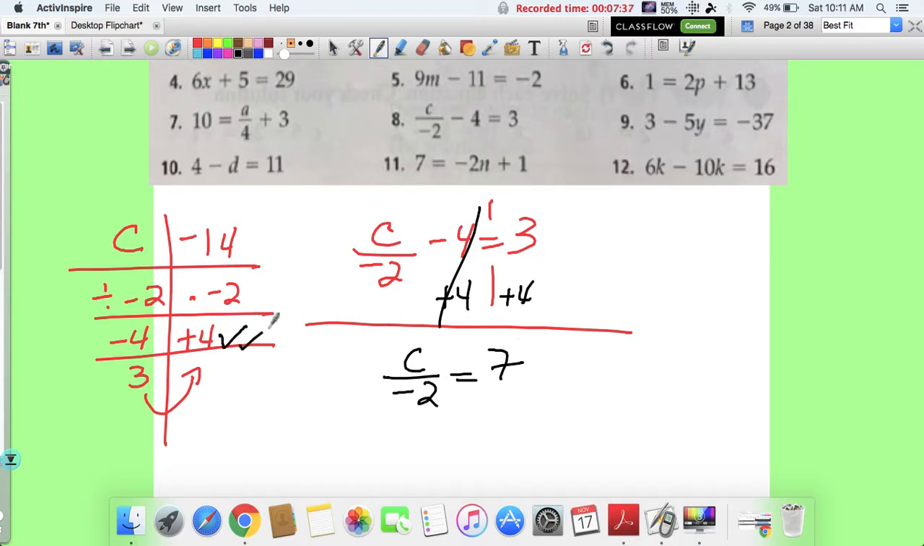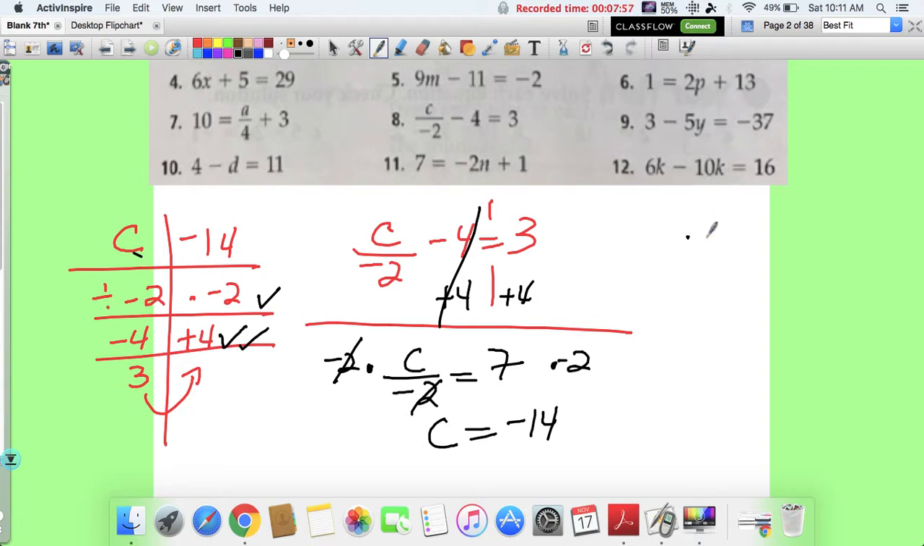And then, so I did this. I'm going to do times negative 2 on each side. So I'm going to multiply this by negative 2, multiply this by negative 2. 7 times negative 2 is negative 14. This and this will simplify to positive, right? Negative and the negative is positive, and I'm left with c.